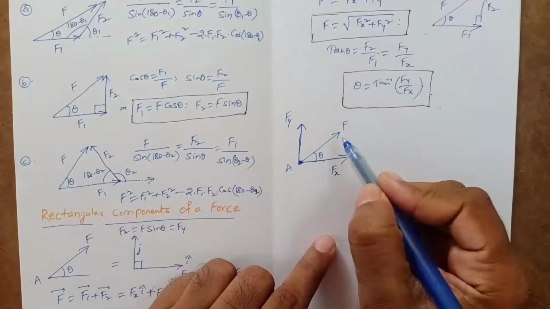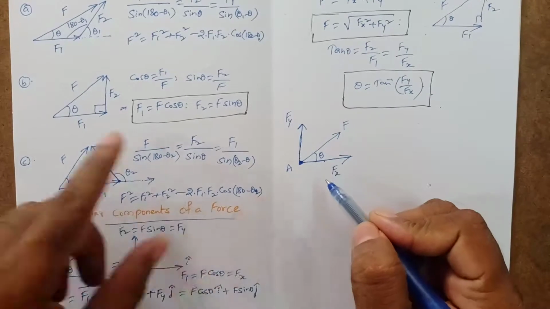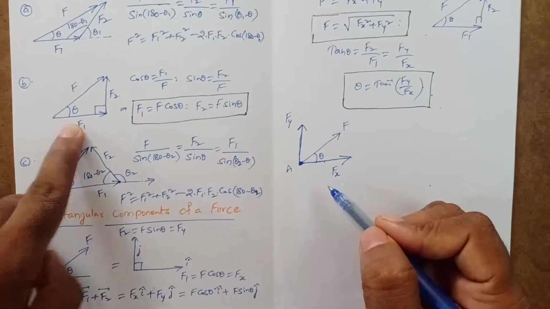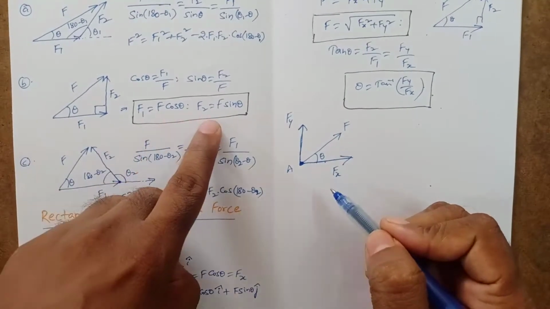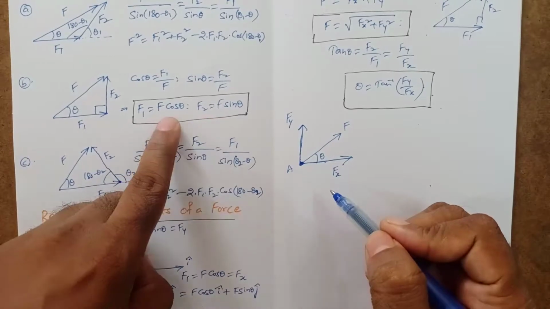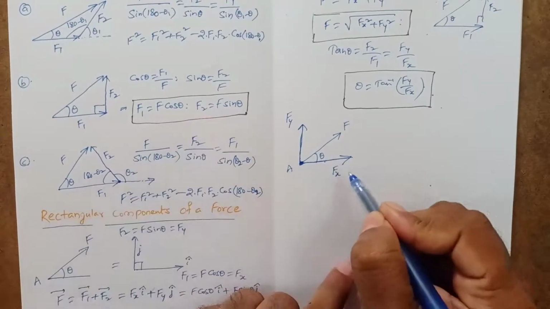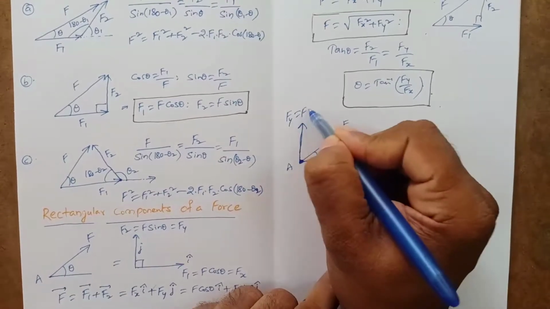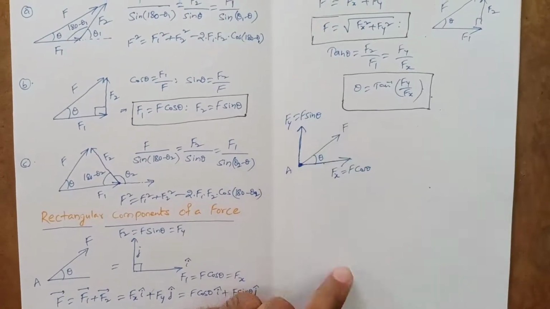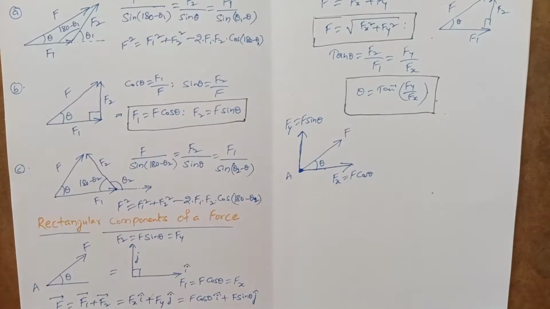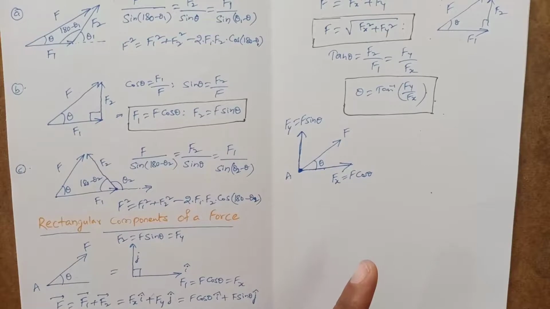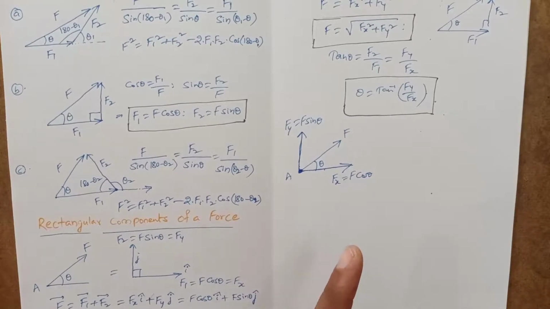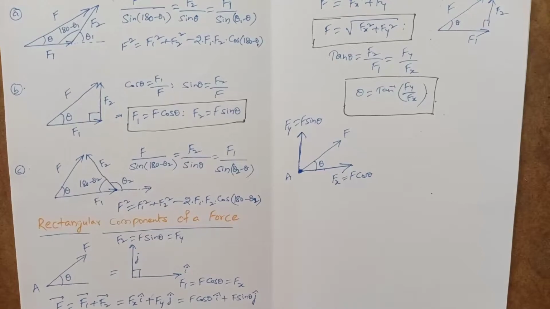Now this force F is making an angle theta. Then we got F1 equal to F cos theta, and F2 equal to F sin theta. That is, Fx equal to F cos theta, Fy equal to F sin theta. So the two components of this force F, which is making an angle theta with the x-axis, are Fx equal to F cos theta, Fy equal to F sin theta.